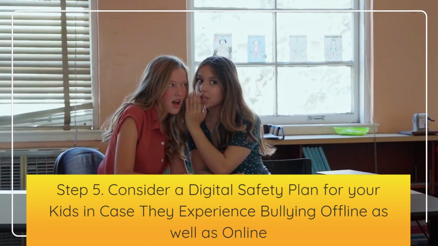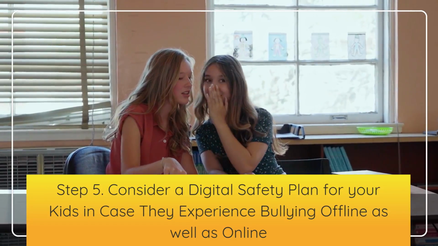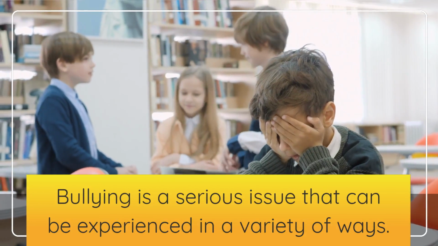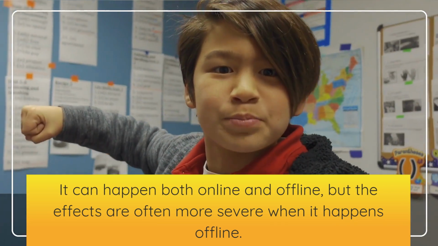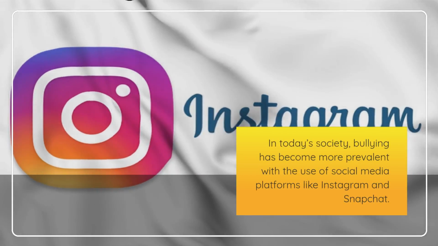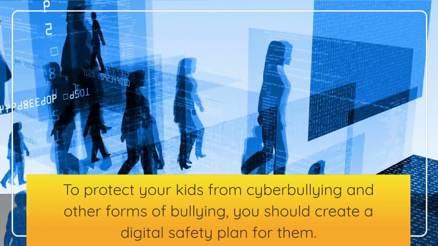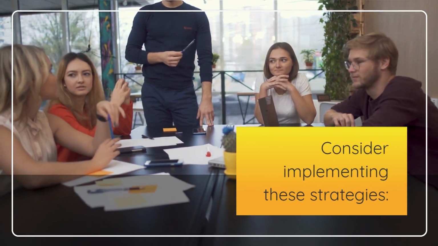Step 5. Consider a digital safety plan for your kids in case they experience bullying offline as well as online. Bullying is a serious issue that can be experienced in a variety of ways. It can happen both online and offline, but the effects are often more severe when it happens offline. In today's society, bullying has become more prevalent with the use of social media platforms like Instagram and Snapchat. To protect your kids from cyberbullying and other forms of bullying, you should create a digital safety plan for them. Consider implementing these strategies.